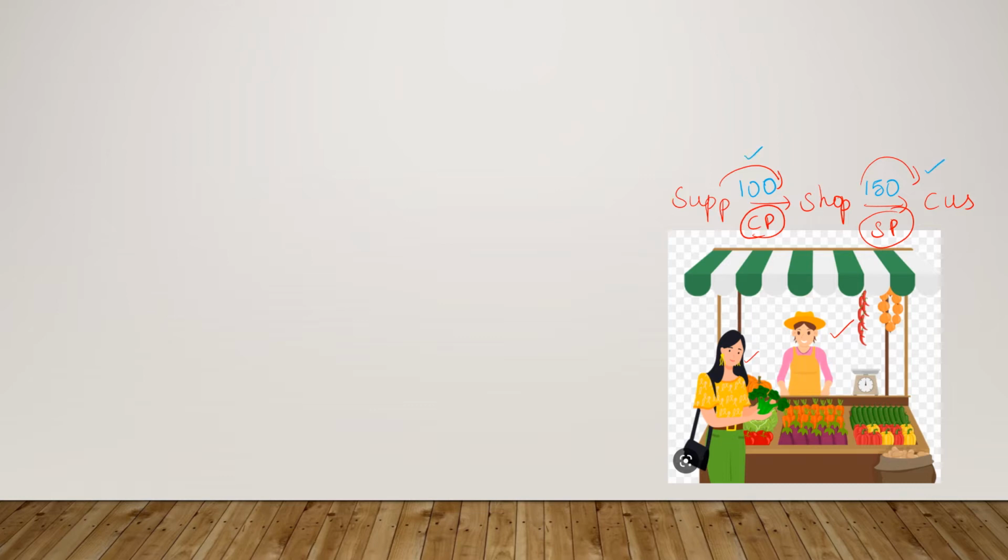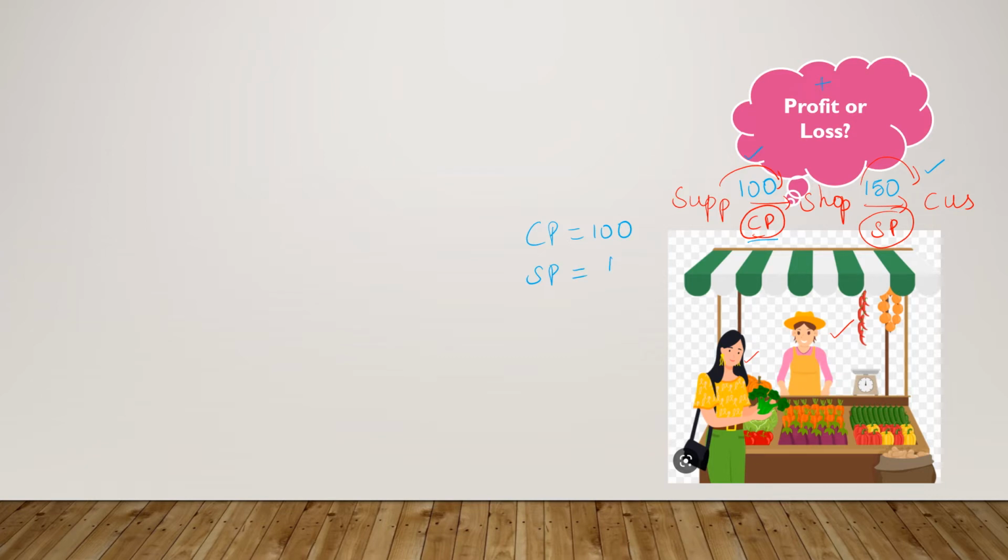Can you guess whether he will get profit or loss? Can you guess the word? Profit means he will get some money. Loss means he will lose some money. That's the concept. Here the cost price I took as 100 and the selling price I took as 150. See, the cost price is less than the selling price. The selling price is higher, that is only a benefit, right? So it is a profit.